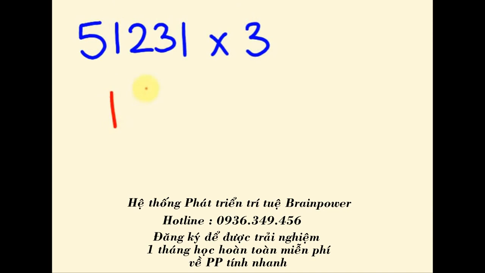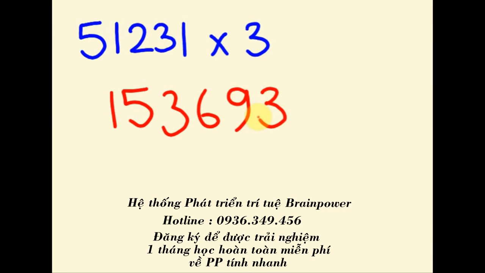3 times 5 is 15. We put that down. So we're going from left to right. 5 times 3 is 15. 3 times 1 is 3. 2 times 3 is 6. 3 times 3 is 9. 1 times 3 is 3. You see, we're working this way, and this is the trick to mental calculations, mental multiplication.